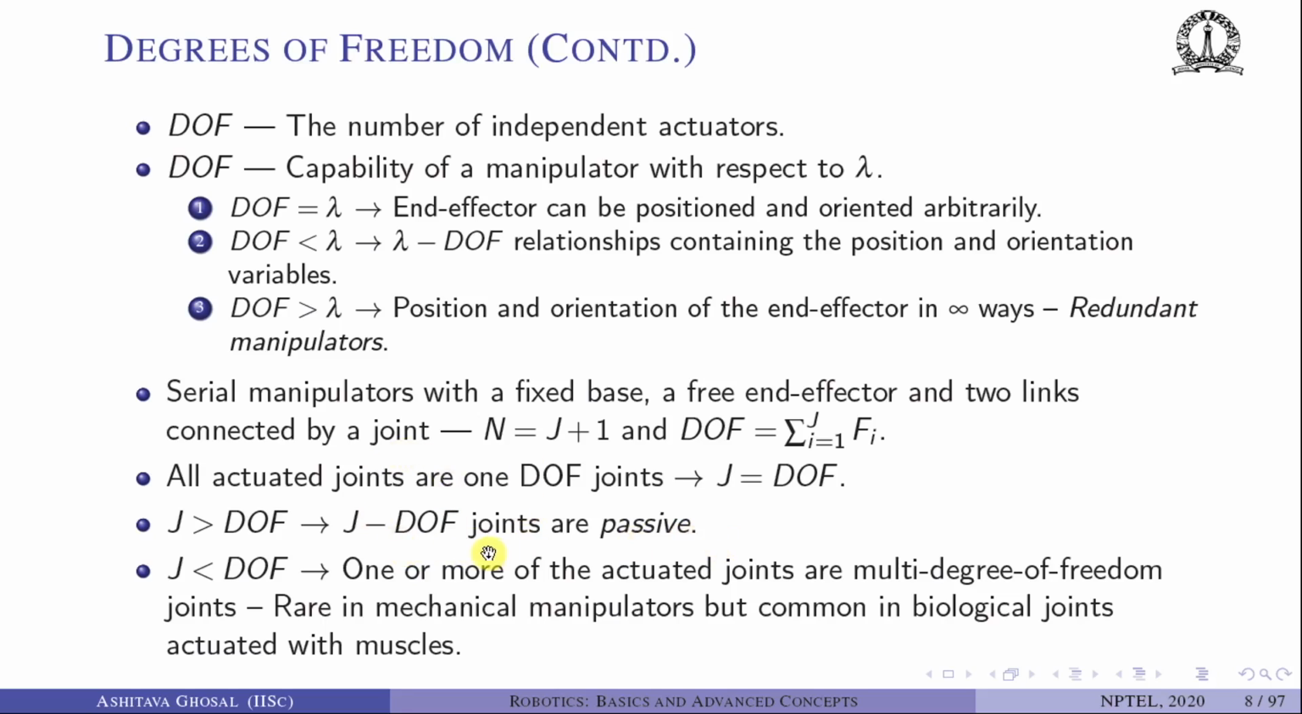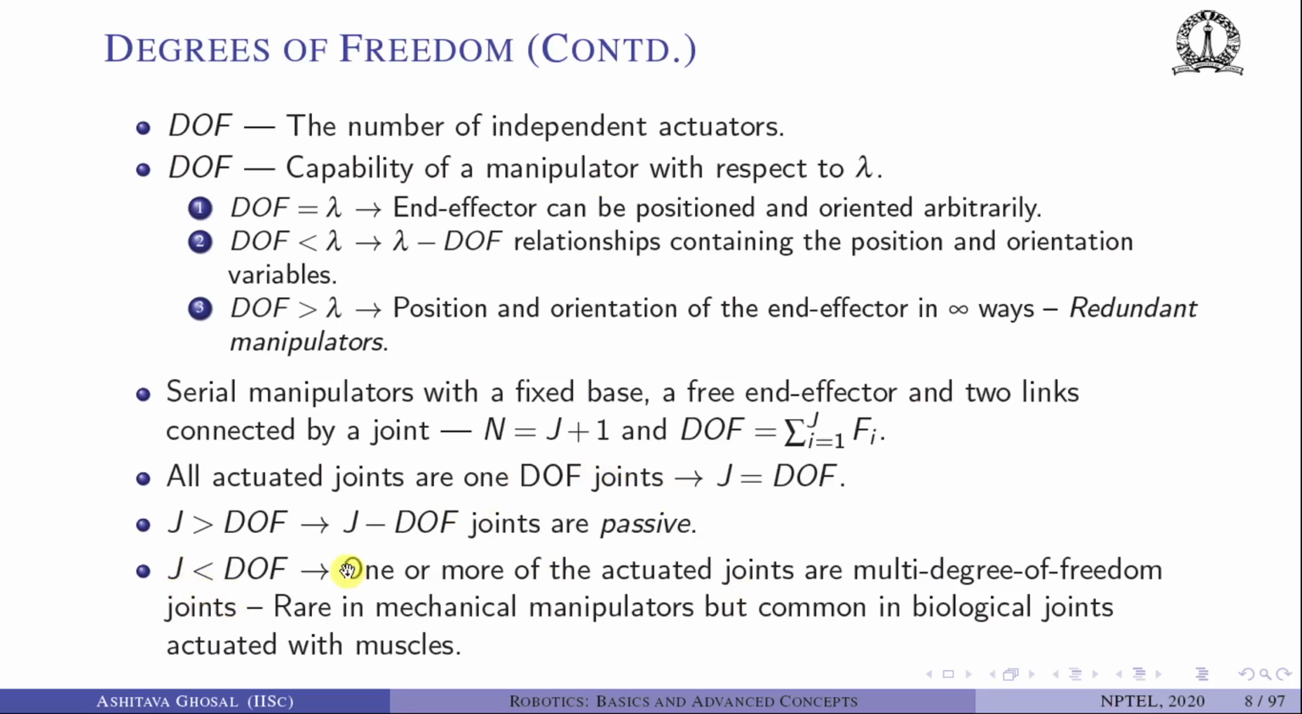This happens in parallel robots and closed loop mechanisms. For example, if you recall, we looked at something called a 4-bar mechanism. The degree of freedom of a 4-bar mechanism was 1, but the number of joints was 4. So some 3 joints are not actuated, they are passive.